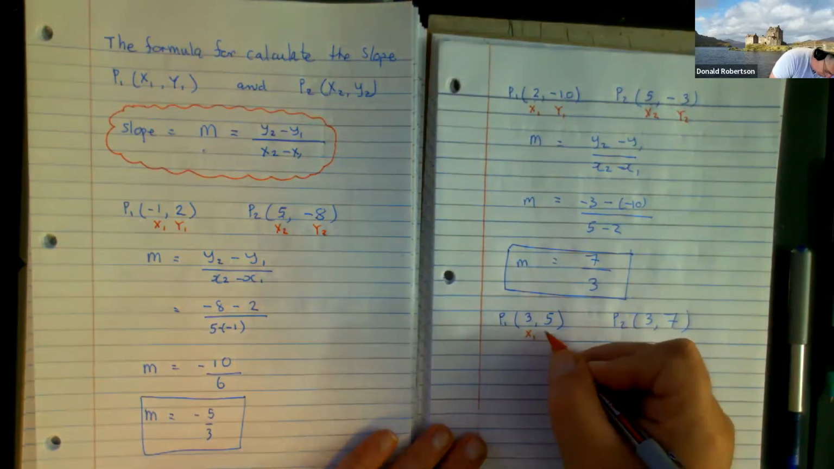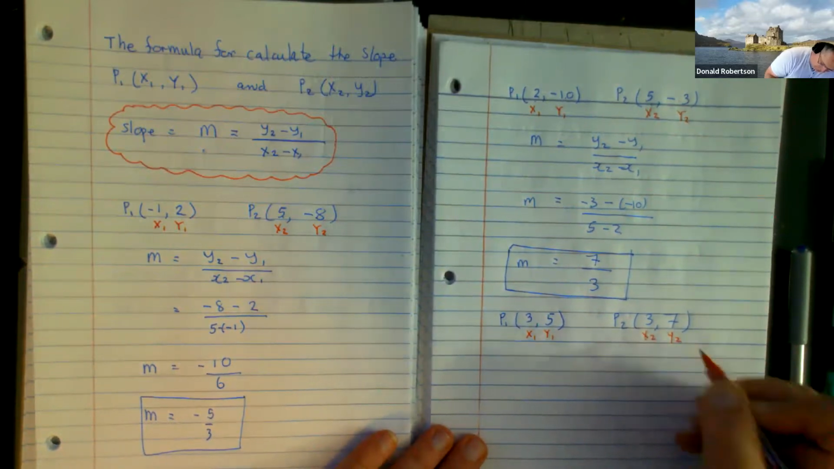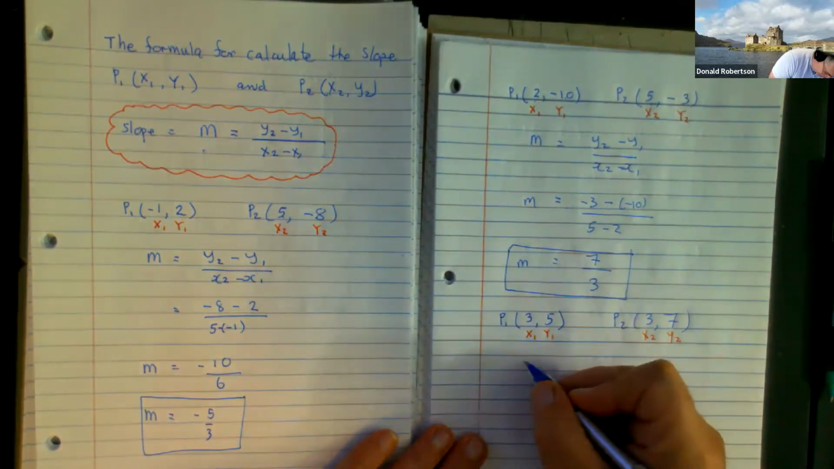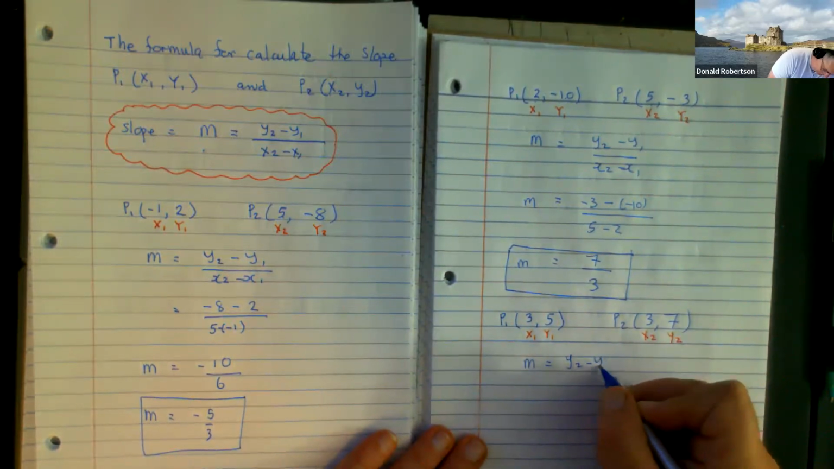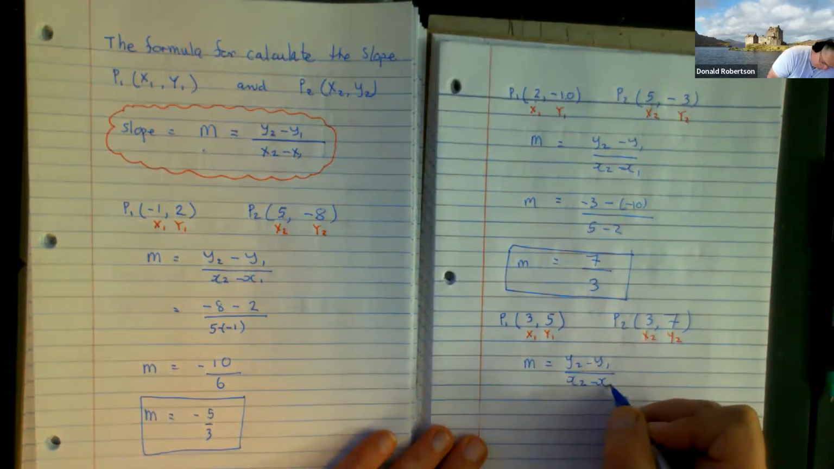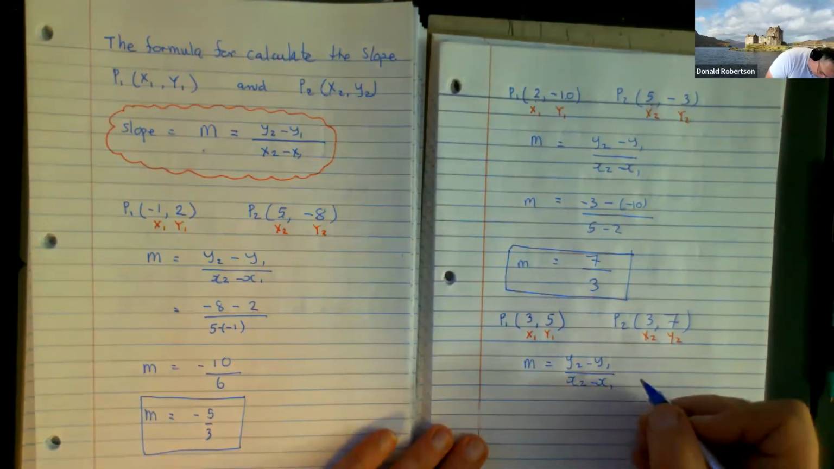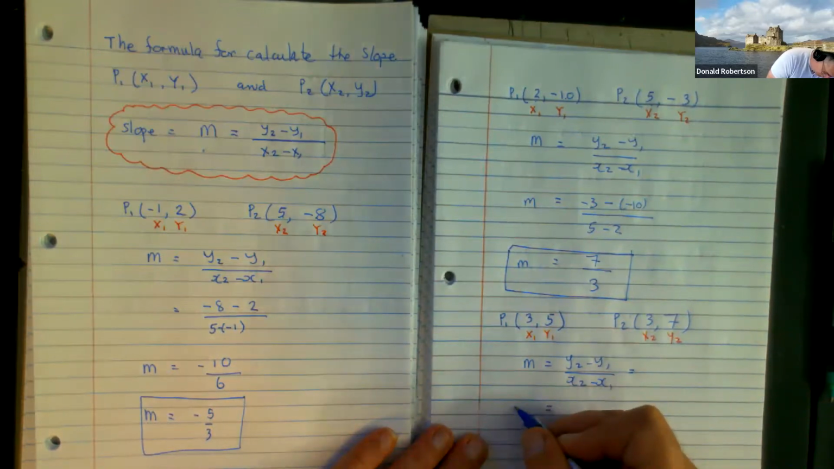So we'll call that x1, y1, and this x2, y2. Again, pretty standard. Our formula for calculating the slope is that. Now let's see what that gets us. Well, I guess I should do it down here.